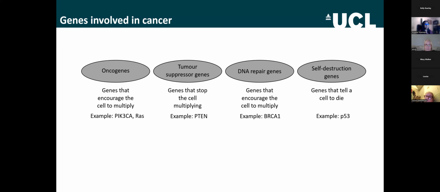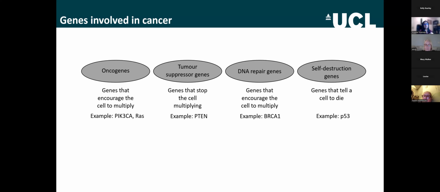Now, self-destruction genes. It is so beautiful. It has this entire complex system. And when things start going wrong, they have these genes which tell the cell, right, things are going wrong. You cannot carry on like this. You need to go into auto-destruct mode, and the cell dies. So these genes are the self-destruction genes. And a very common one is P53.